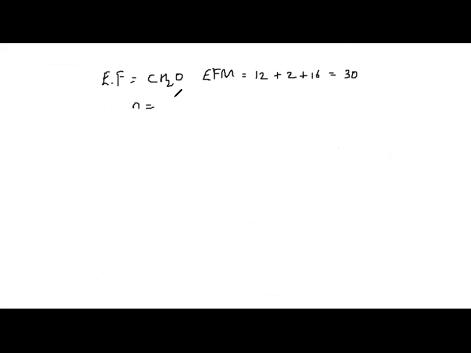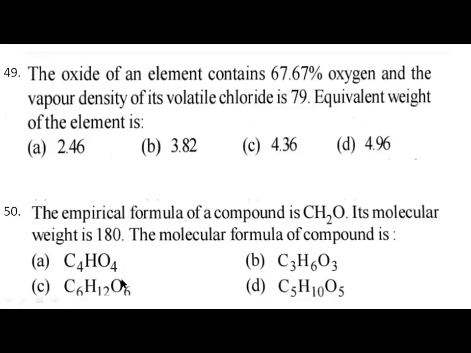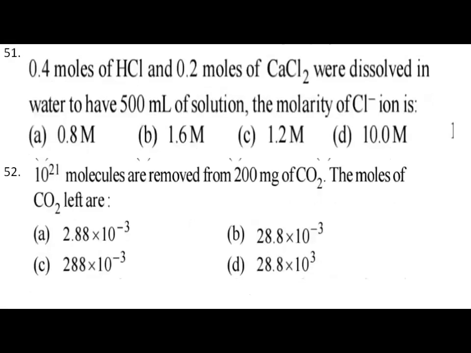So using that you find the number of moles. How do you find it? Molecular formula mass upon empirical formula mass. How much molecular mass have they given? 180 divided by 30. 3 6s are 18, so n is 6. How do you find the molecular formula? It is empirical formula into n. CH2O into 6 will be C6H12O6. So the molecular formula of the compound is C6H12O6.